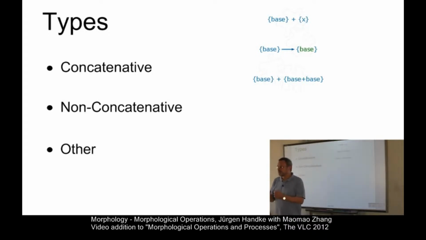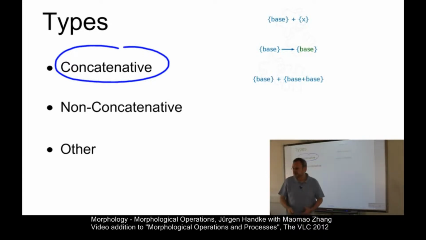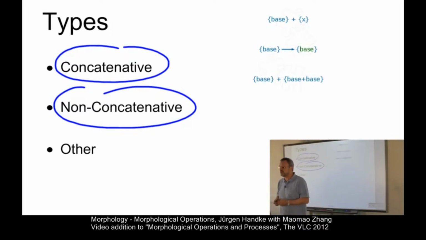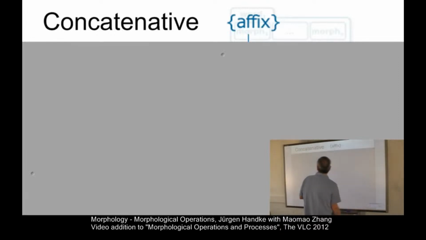To build words, morphological operations have to manipulate base forms in various ways. This can be done by means of adding material, concatenating material. Two or more entities can be added. It can be achieved by non-concatenative operations, in which case the base is somehow modified, and it can be done in terms of further operations that range from more complicated concatenative operations or others, or to the subtraction of material from the base. Let's start with concatenative operations.